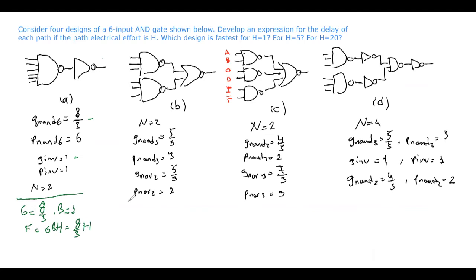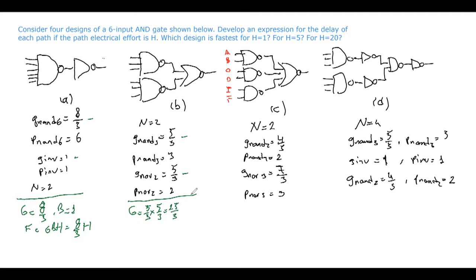And for the second implementation, what do I have? My G value is going to be what? I have 5/3 for the 3-input NAND gate and 5/3 for the 2-input NOR gate. So it's going to be 5/3 multiplied by 5/3, which gives me 25/3.